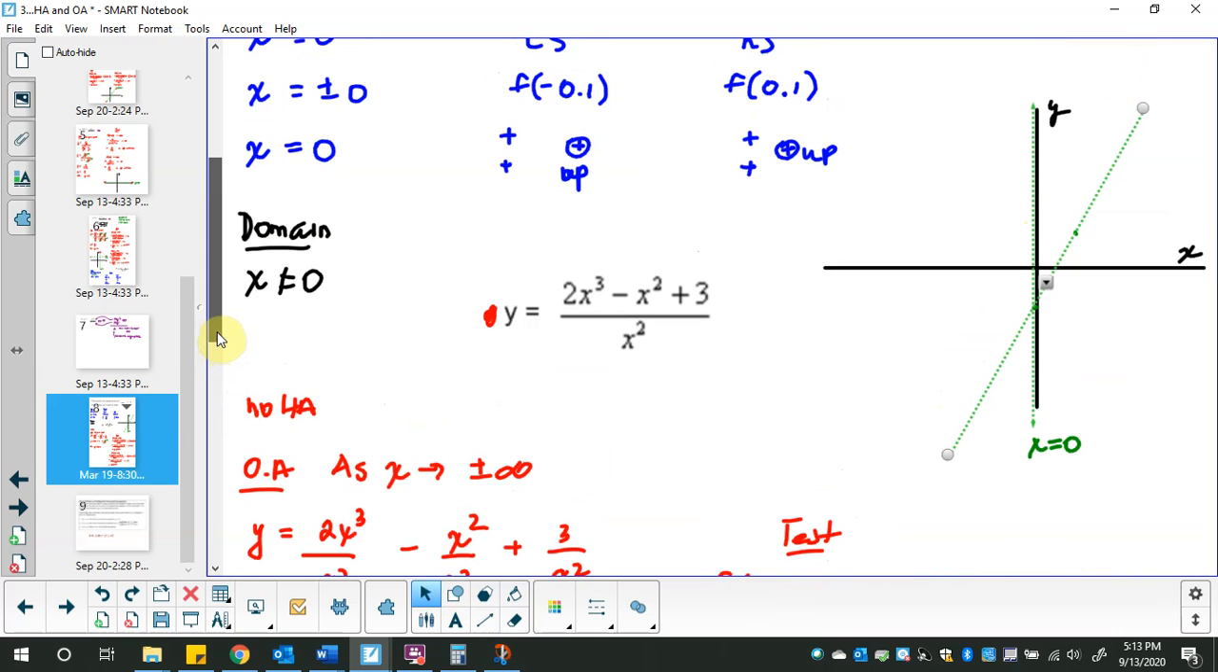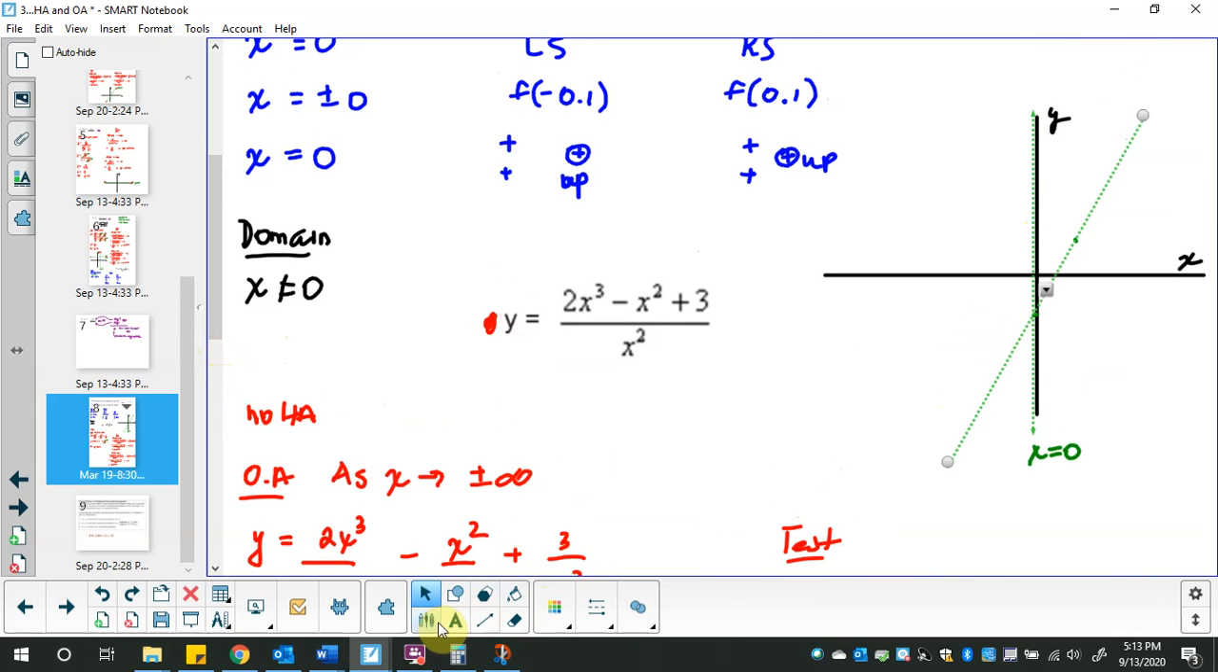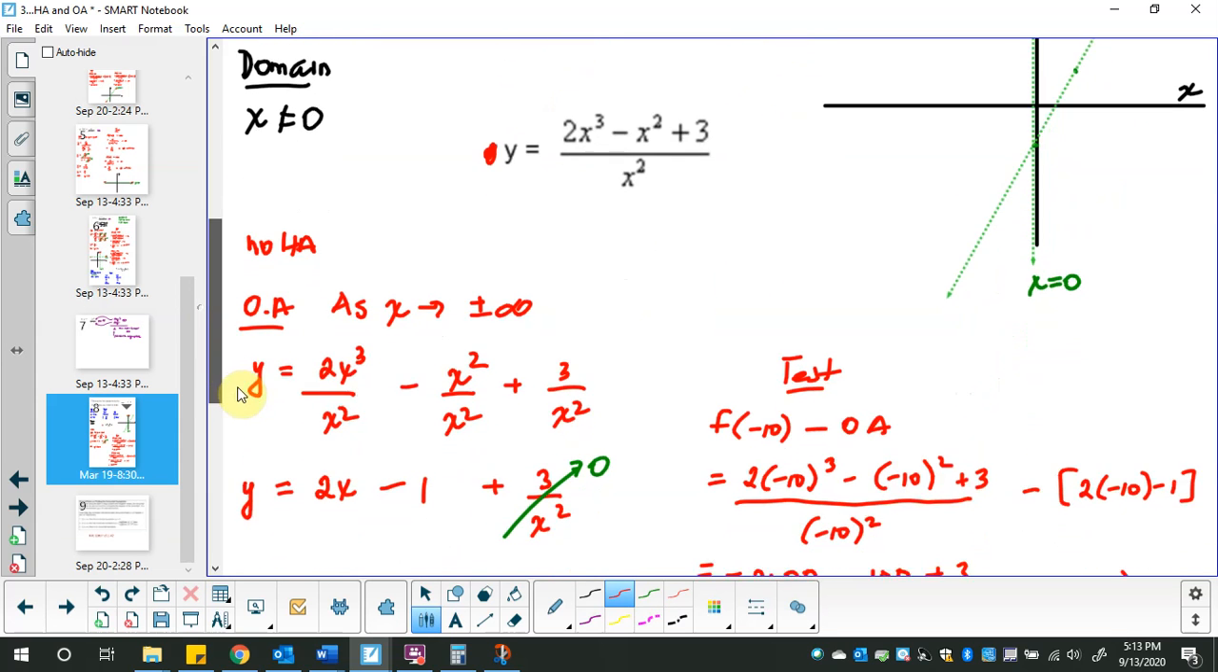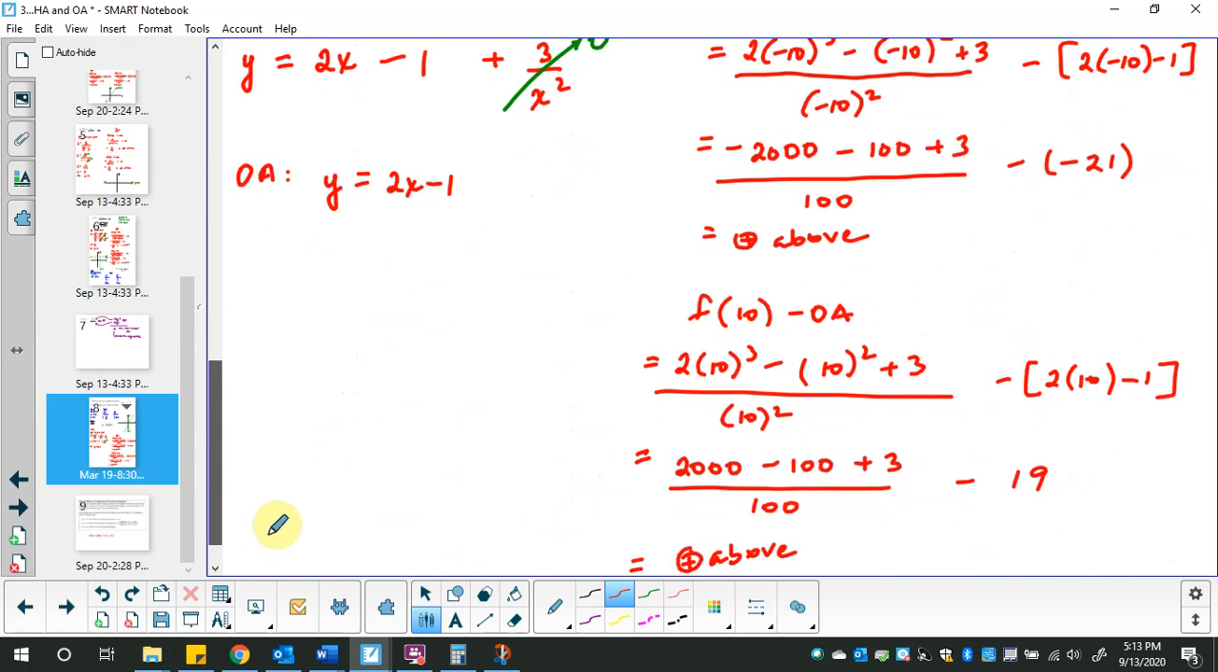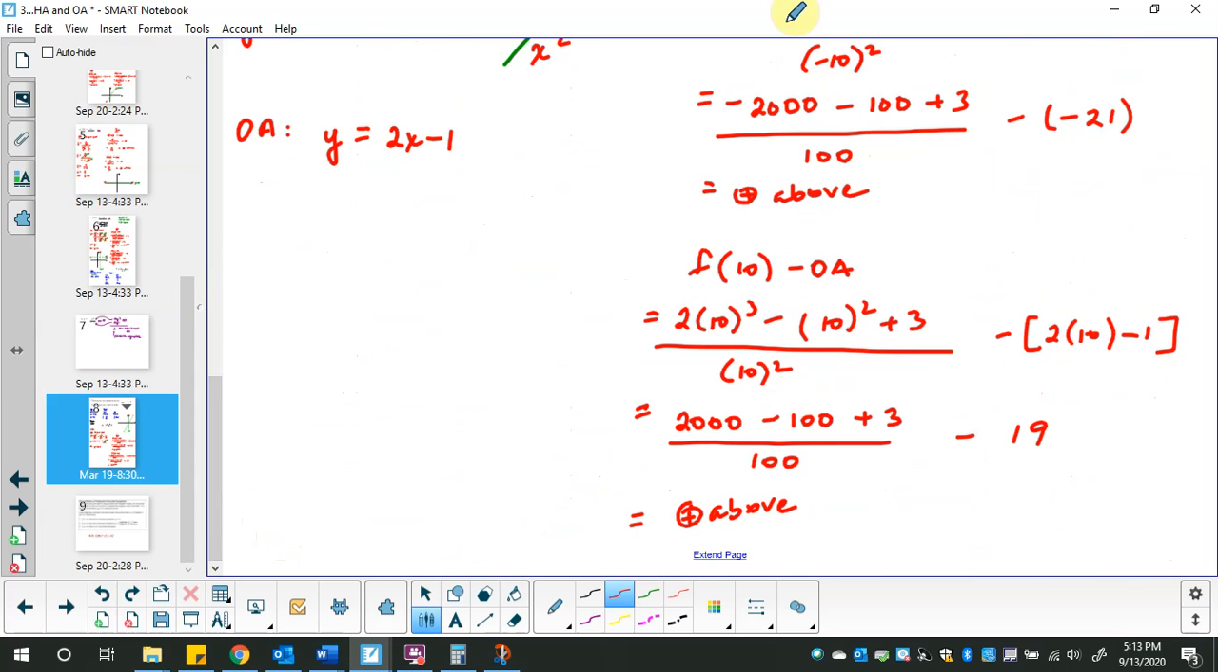I don't know if I made so many mistakes that I undeleted or got rid of this information, but I should put an arrow saying up here on the left of my vertical asymptote, and up here on the right of my vertical asymptote. Then I want above on the left of my oblique and above on the right of my oblique.